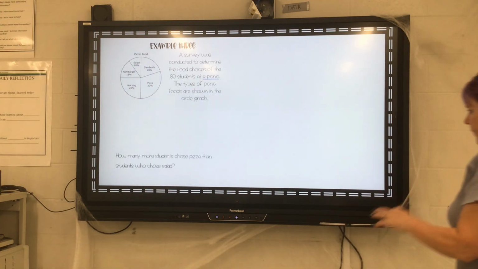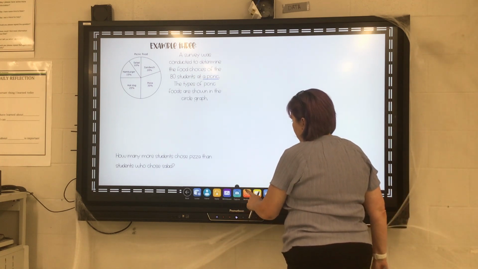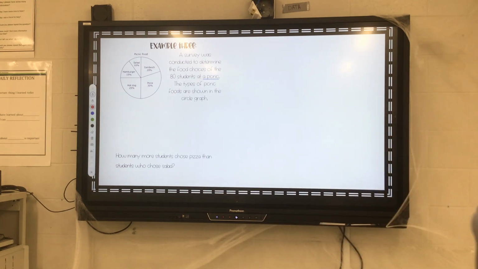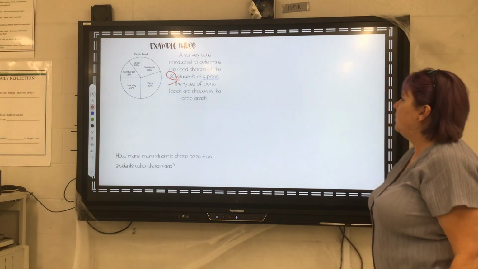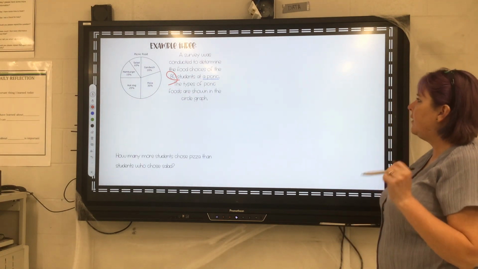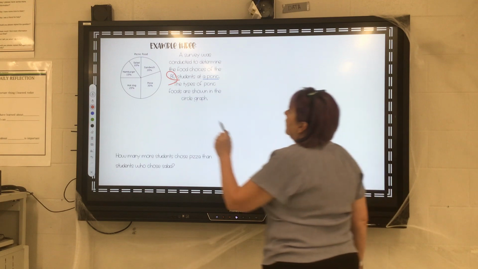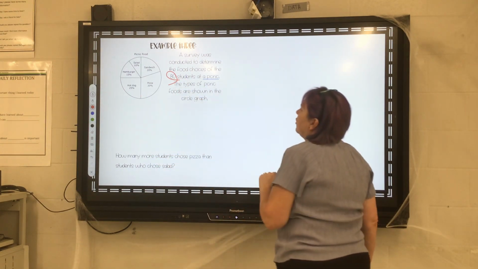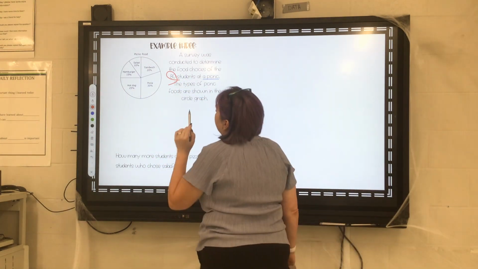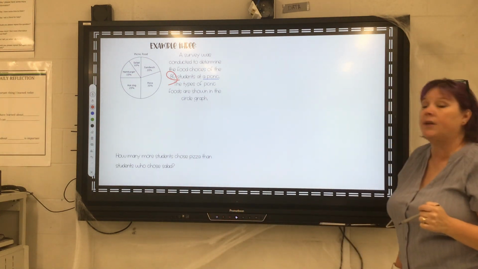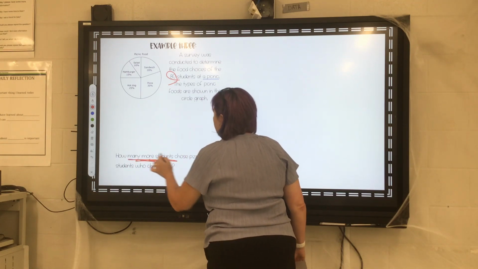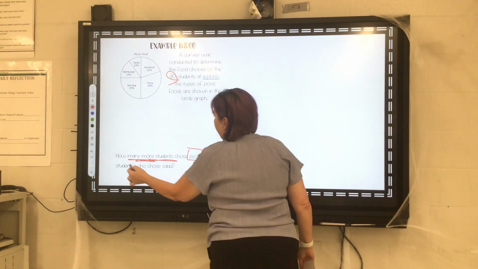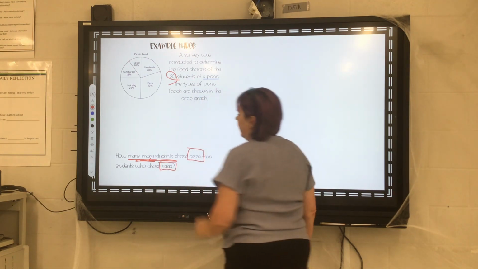Number 3. A survey was conducted to determine food choices of the 80 students at a picnic. The types of picnic foods are shown in the circle graph. So we've got salad is 10%, sandwich is 20%, pizza is 30%, hot dog is 25%, and hamburger is 15%. How many more students chose pizza than students who chose salad?